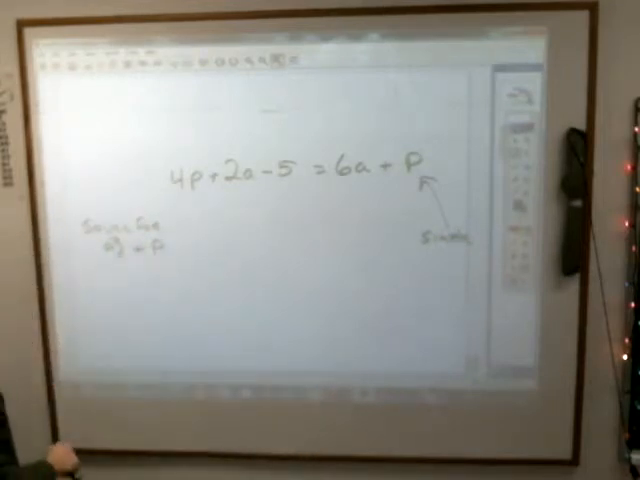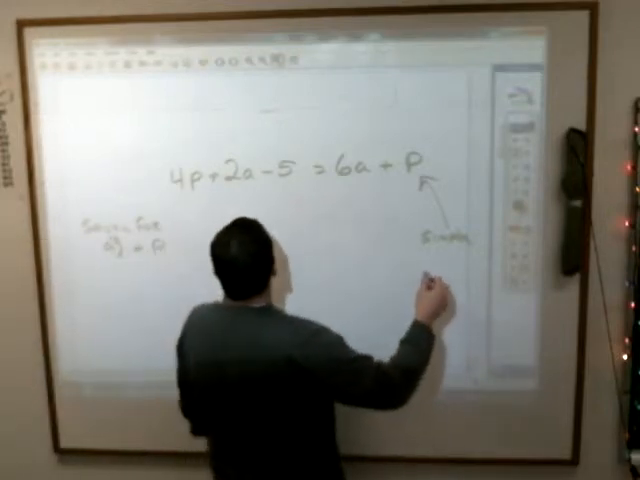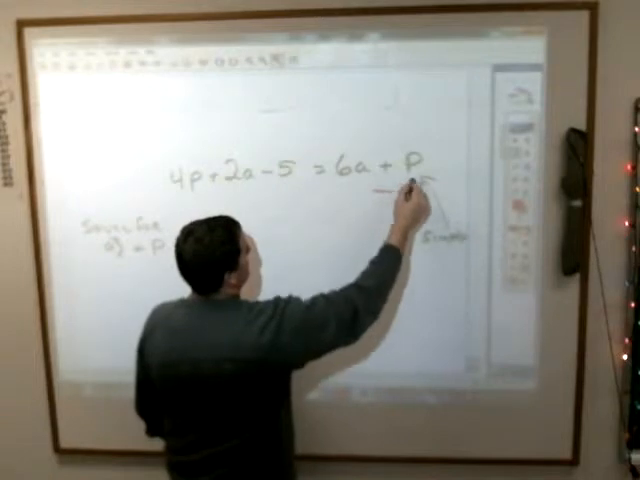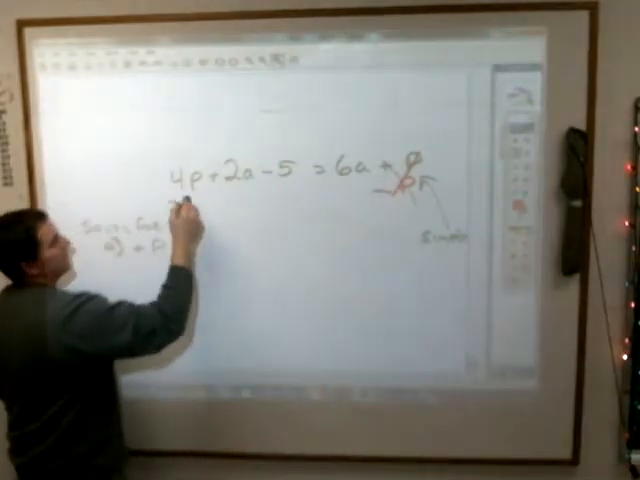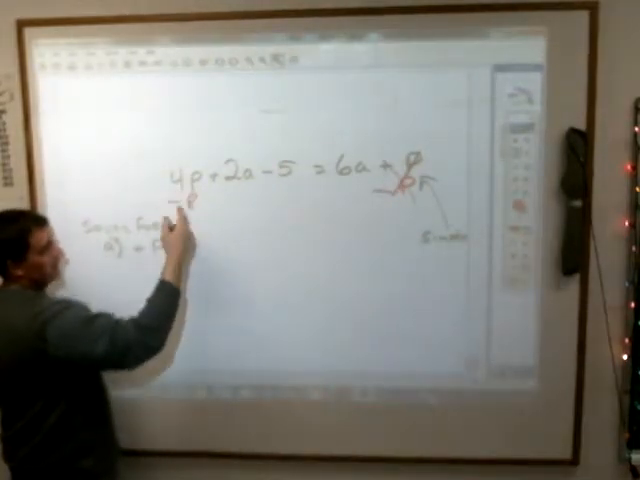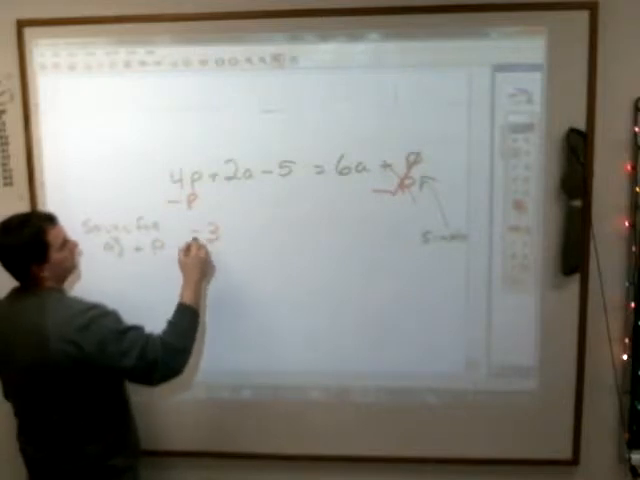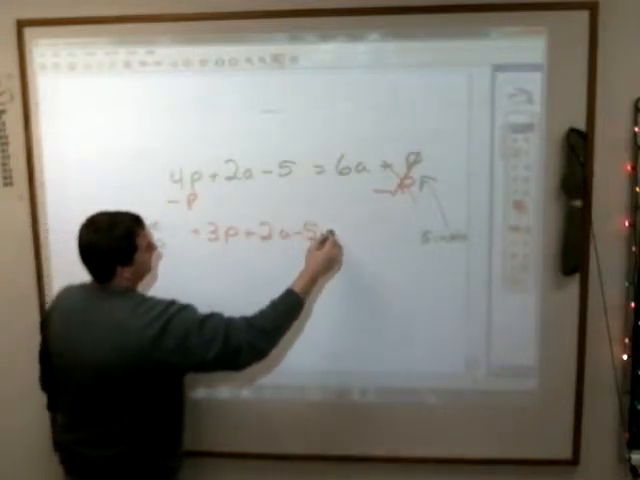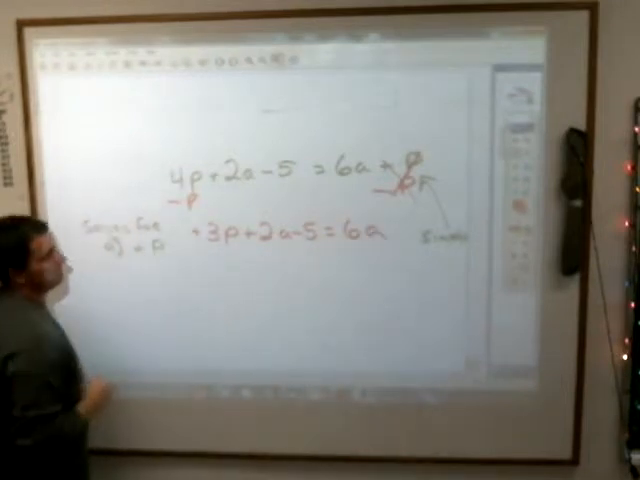And what Chris says is to subtract the 1p. All right, subtract this P? Yeah, I'll go for that. I'll subtract this P, subtract it. These are the like terms, so I can take it away from that. Now I'm left with positive 3P plus 2A minus 5 equals 6A.